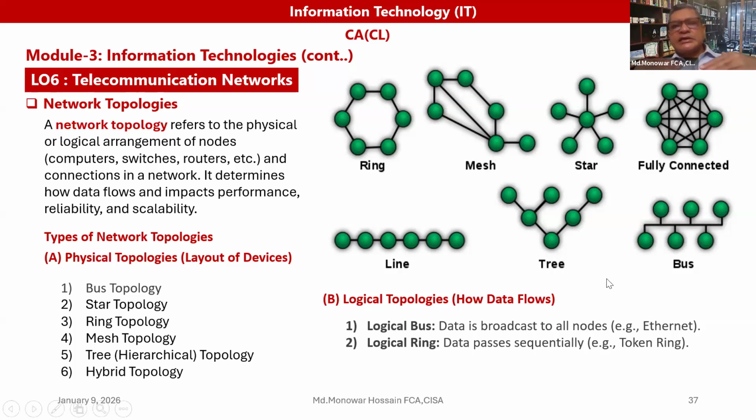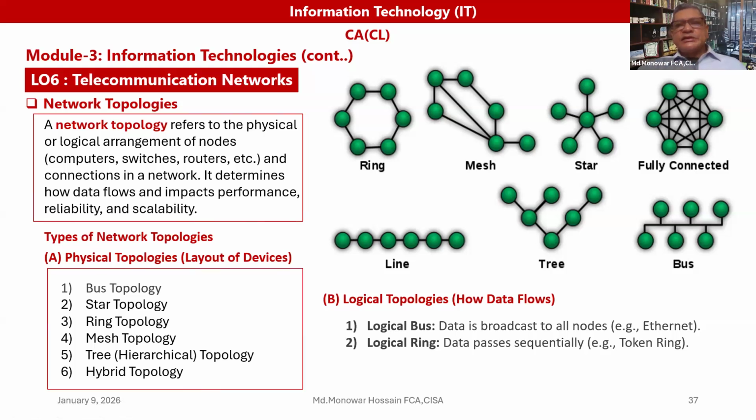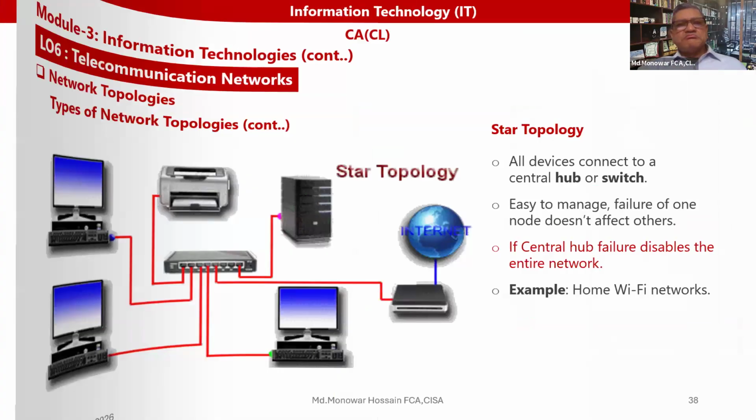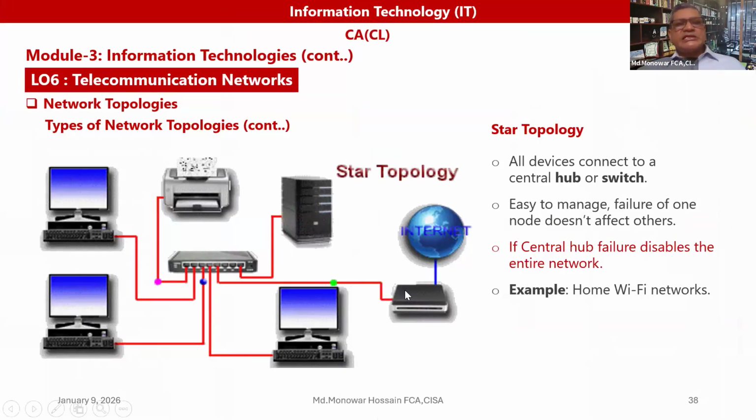We can say they are logical bus and logical ring. Logical bus, that means Ethernet. That means data is broadcast to all nodes. And logical ring, that means ring topology, if you see here, this one, data passes sequentially. And now if you see each and every topology, briefly we can discuss here.